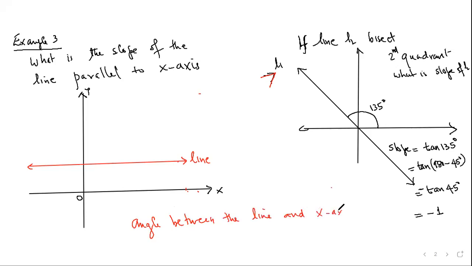Tan 0, so the slope is equal to 0. Tan 0 has value 0. So if you draw a line parallel to the x-axis, the slope will be 0 for that line. And also the slope of the x-axis is 0. That's understood? Everybody fine? Yes, sir.